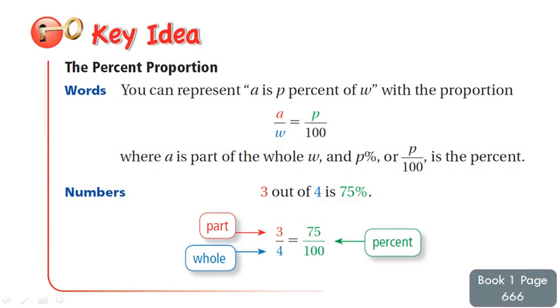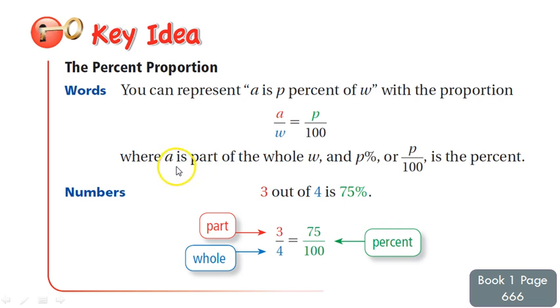Now, we can use this to apply to percent proportions. This was written on the walls, but also the lesson included finding a percent of a number. You can represent A is P percent of W. Normally, we just have the percent sign here just to indicate where the percent number goes. A is the part, and W is the whole.